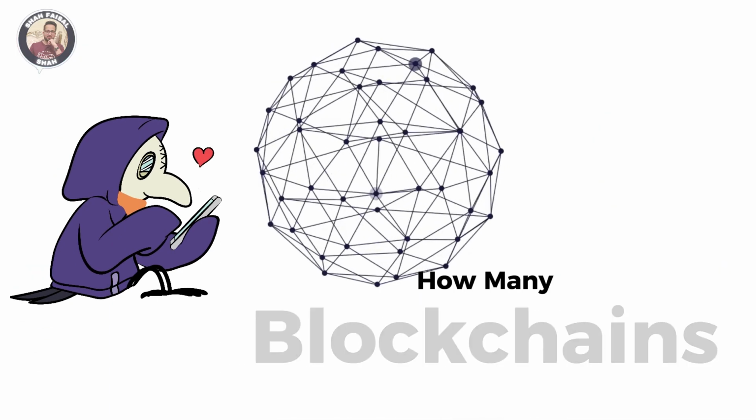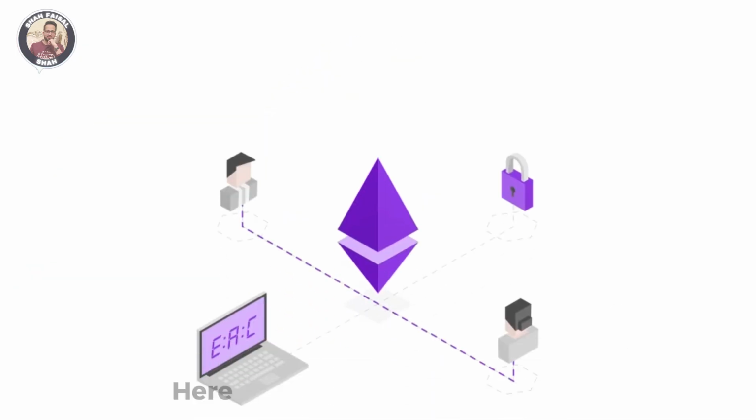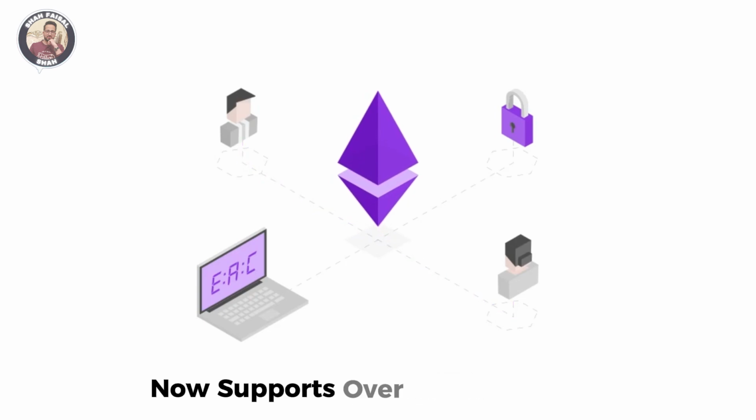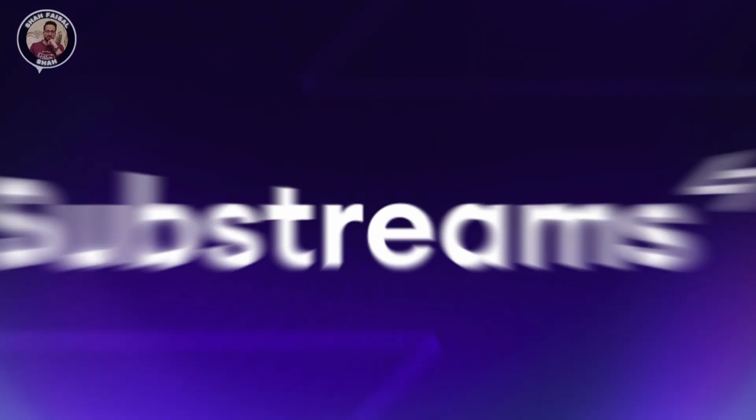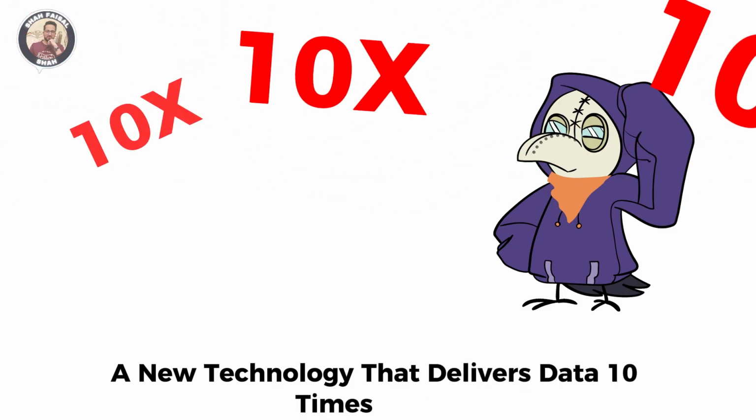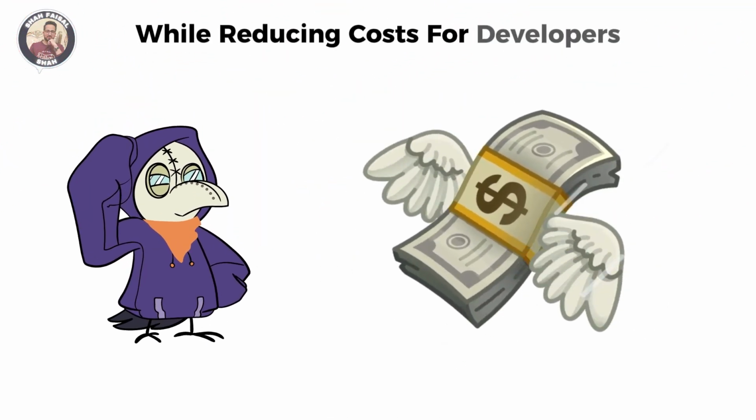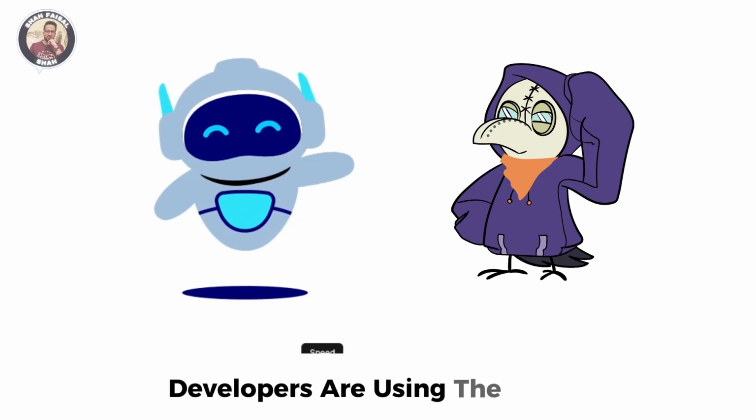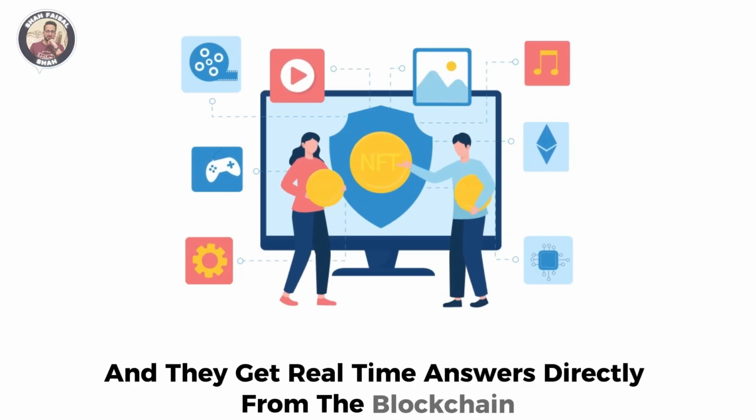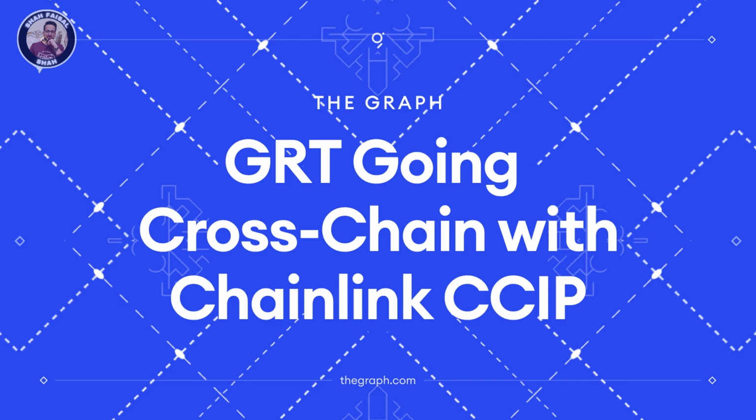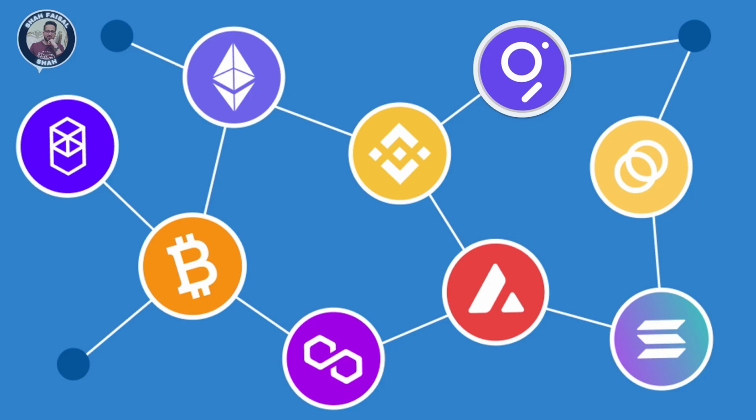Now let's talk about how many blockchains The Graph actually supports. Here is the best part. The Graph now supports over 90 blockchains, including Solana, Arbitrum, Tron, and many more. They have also launched something called Substreams, a new technology that delivers data 10 times faster while reducing costs for developers. And now, AI developers are using The Graph to ask questions in plain English, like, what is the top traded token today? And they get real-time answers directly from the blockchain. Even more exciting, The Graph is integrating with Chainlink's CCIP, allowing GRT to move across different blockchains and unlock cross-chain staking.